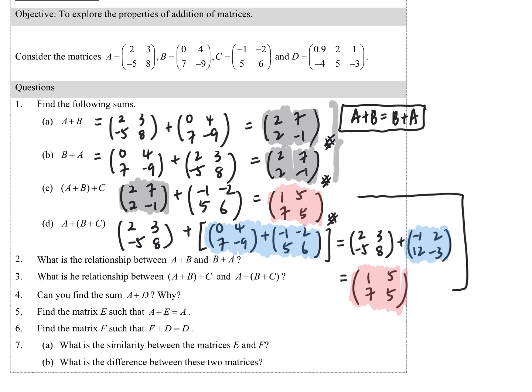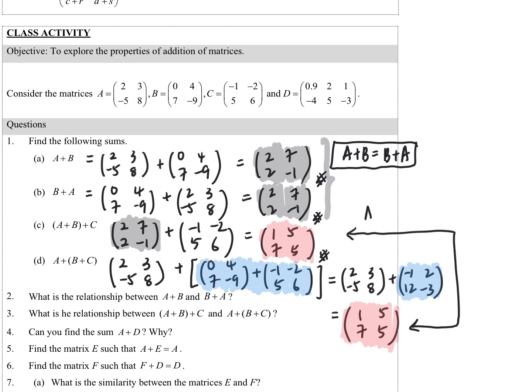Okay, these two, what they are trying to tell you first is if you add the first two matrices together first, then you add C, you will also get the same answer.